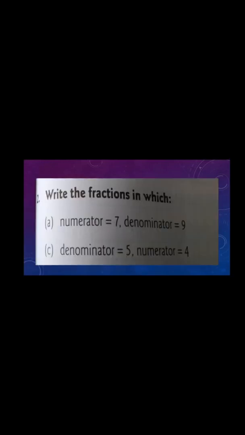Now the next question is: write the fraction in which numerator is 7 and denominator is 9. We have to write this in the form of a fraction. So again, first of all we will make a line because both numbers should be separated by a line. The number which is above the line is numerator and the number which is below the line is denominator. So what numerator is given? 7. So we will write 7 above the line. And what denominator is given? That is 9. So 9 we will write just below the line. So our fraction will be 7/9.